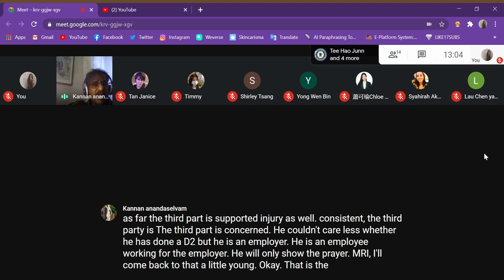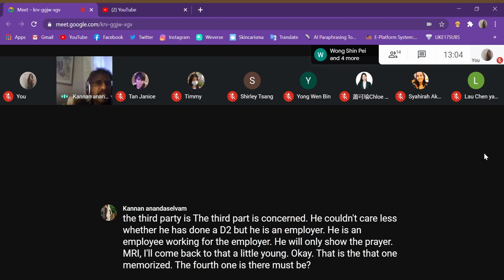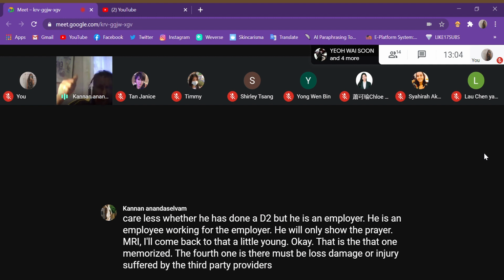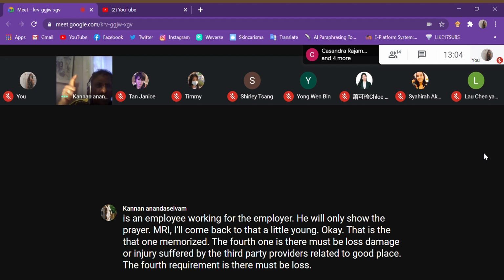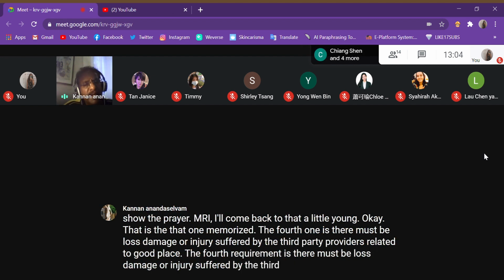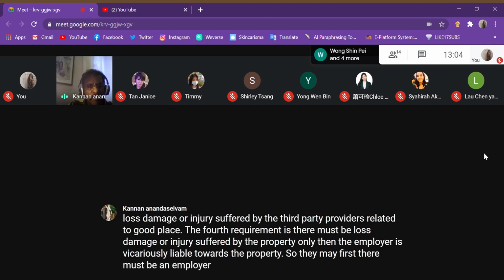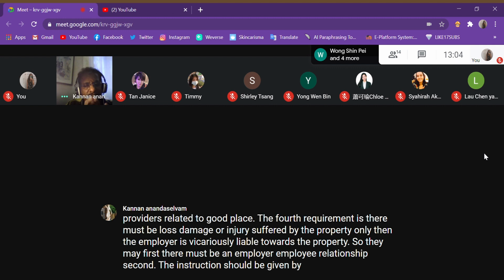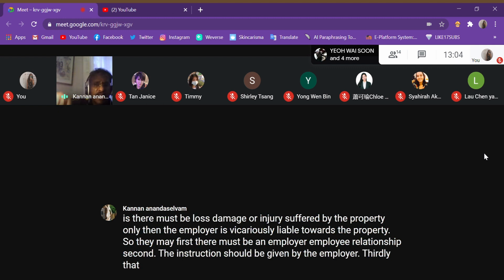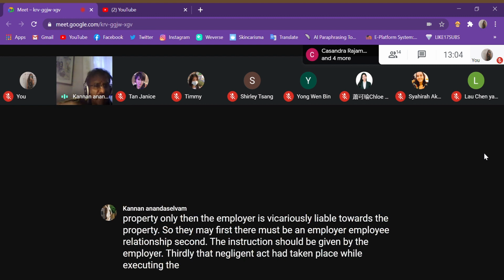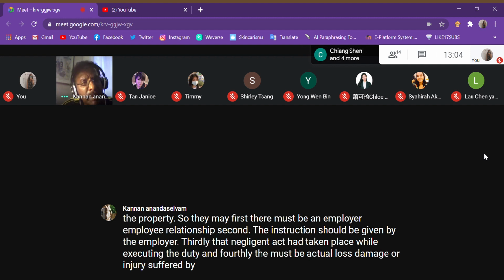The fourth one is there must be loss, damage, or injury suffered by the third party. For vicarious liability to take place, the fourth requirement is there must be loss, damage, or injury suffered by the third party. Only then the employer is vicariously liable towards the third party. So that means first, there must be an employer-employee relationship. Second, the instruction should be given by the employer. Thirdly, that negligent act has taken place while executing the duty. And fourthly, there must be actual loss, damage, or injury suffered by the third party. Only then the employer is liable.